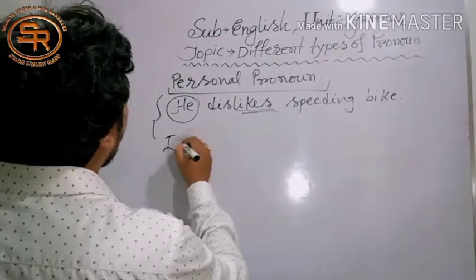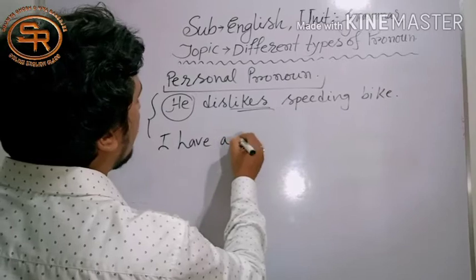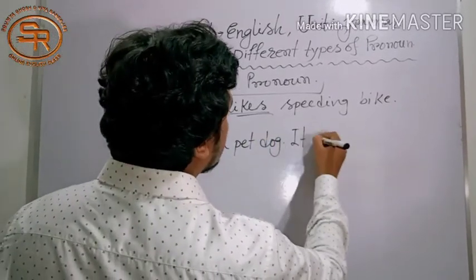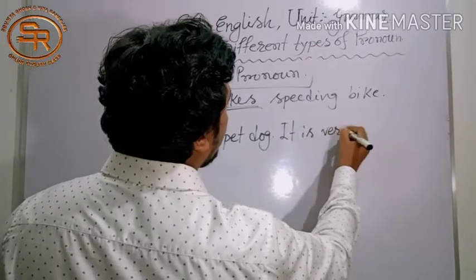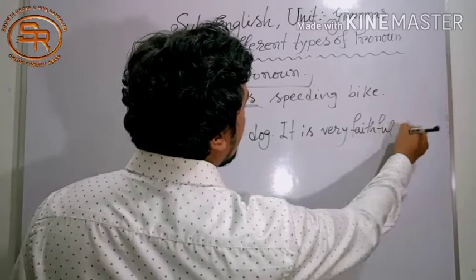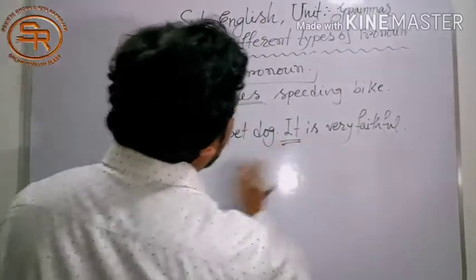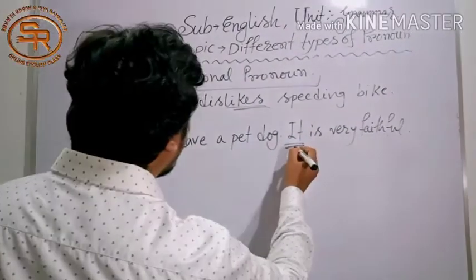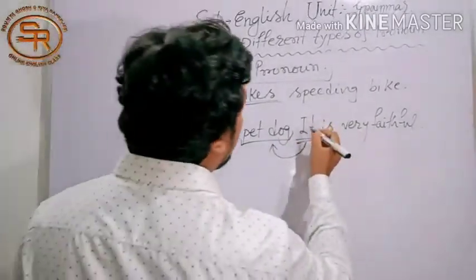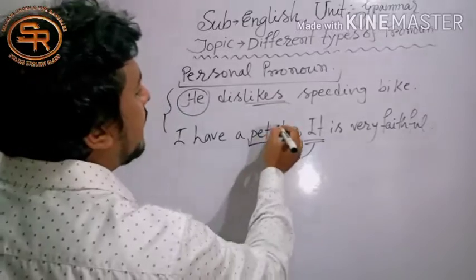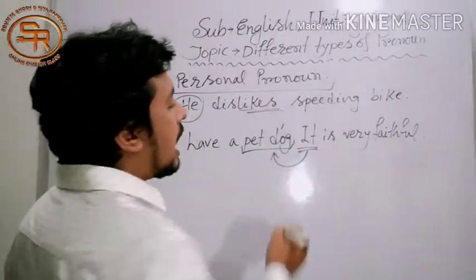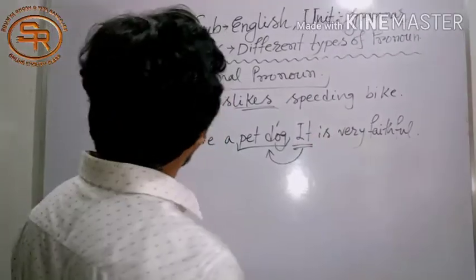If I write here, I have a pet dog. It is very faithful. So I am using here the pronoun it to denote that pet dog. Okay, so here I am using the pronoun instead of the noun. Pet dog, dog is here a noun, we know that is our common noun, and we are using it for it.